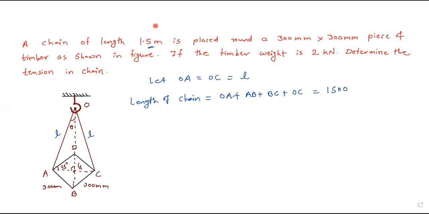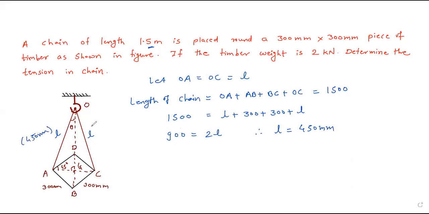So if I further simplify this, the length of chain is 1500, OA is L plus AB is 300 plus BC is also 300 plus OC is again L. If you simplify it further, 300 plus 300 is 600, 1500 minus 600 is 900, which equals 2L. Therefore, L is equal to 450 mm. So the value of L I got here is 450 mm.